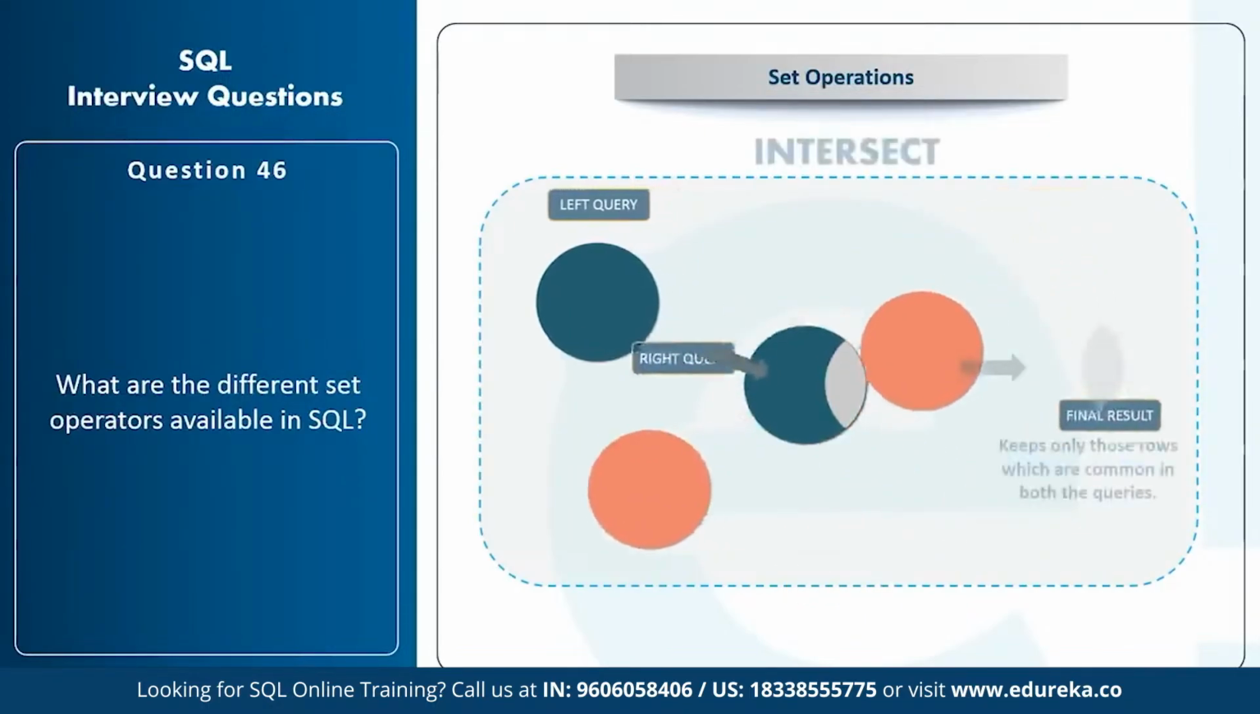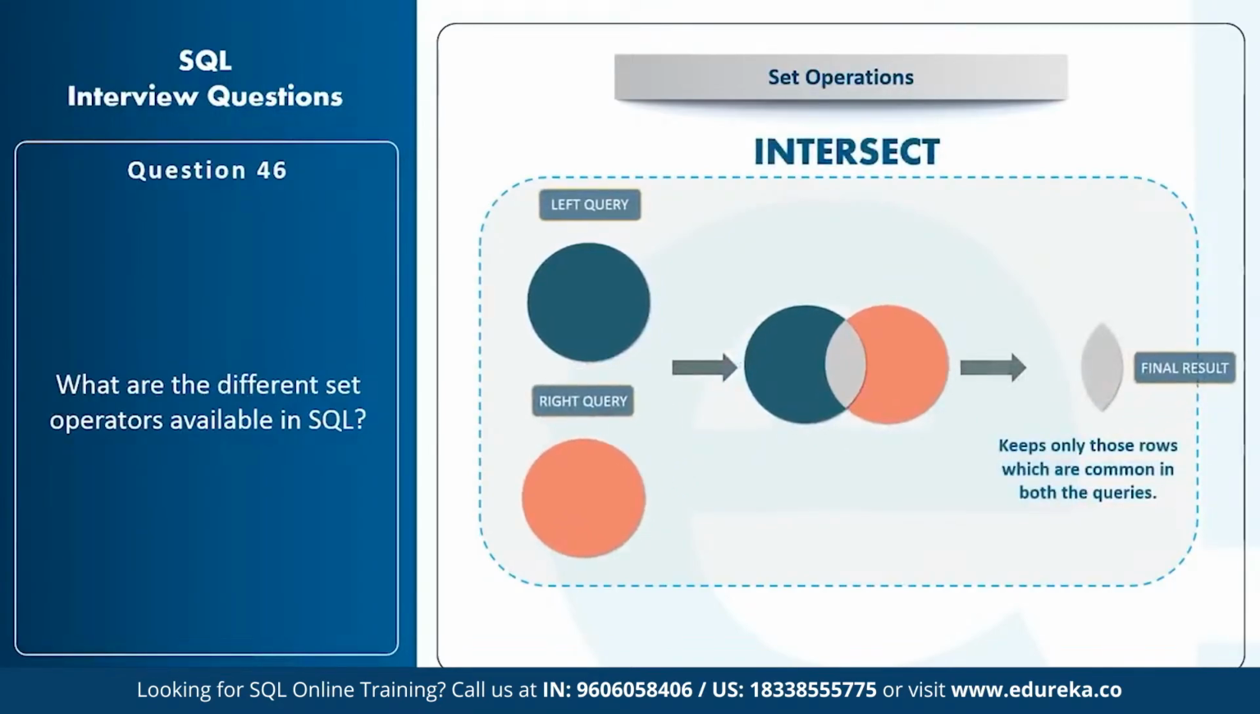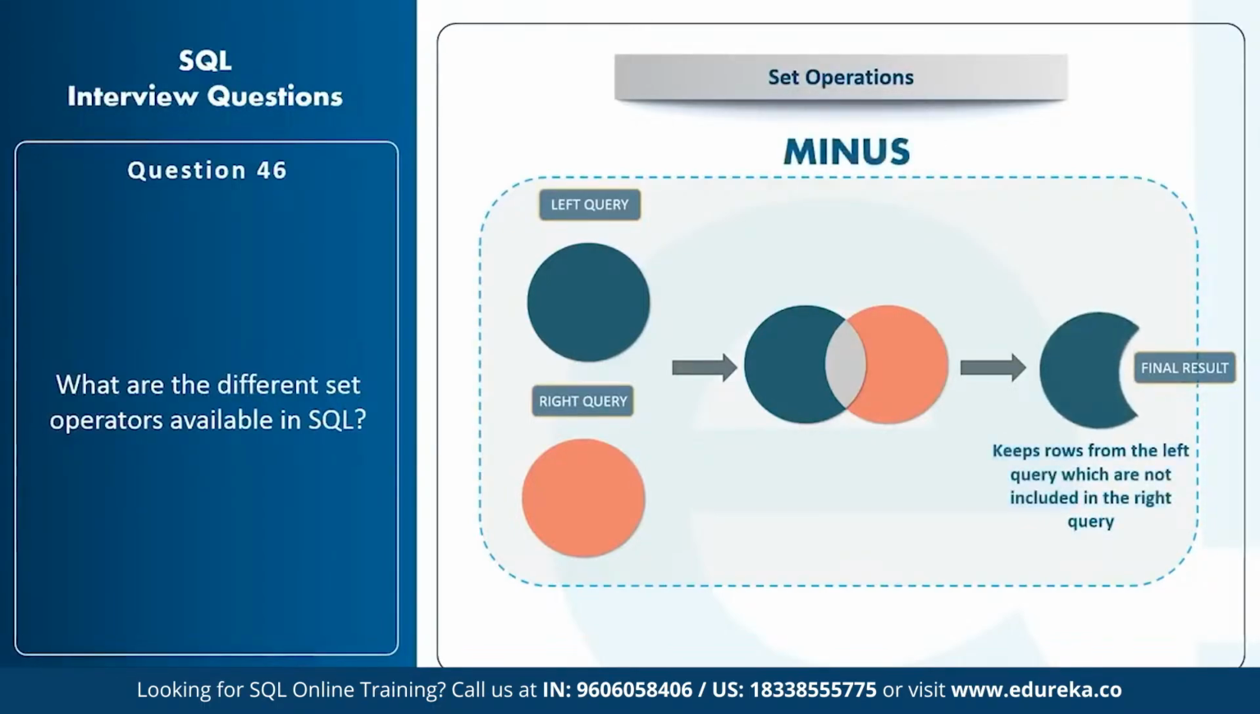Moving forward to the next operation, that is the intersect operation. So when you apply the intersect operation to the left query and the right query, you'll get only those rows which are common in both the queries, right? So for example, you have 10 rows in the first table and 10 rows in the second table, but the common rows in both these tables are just 2 rows. So you'll get only those 2 rows as an output to this particular operation. Moving forward to the third type of operation, that is the minus operation.